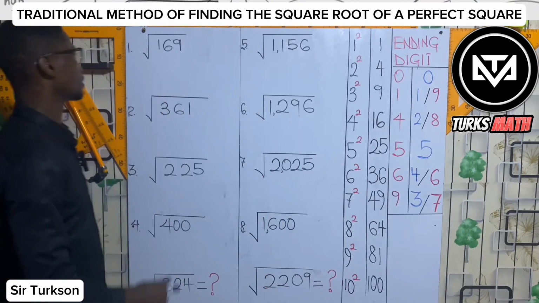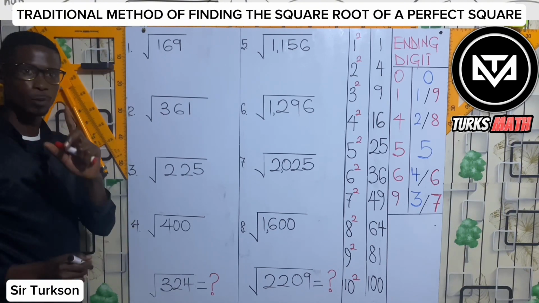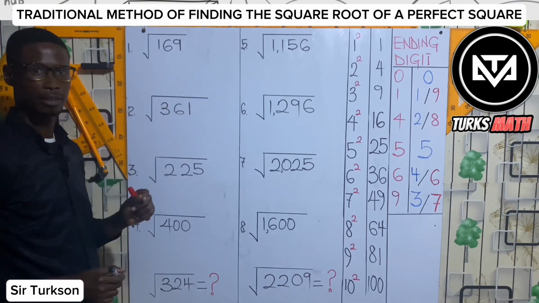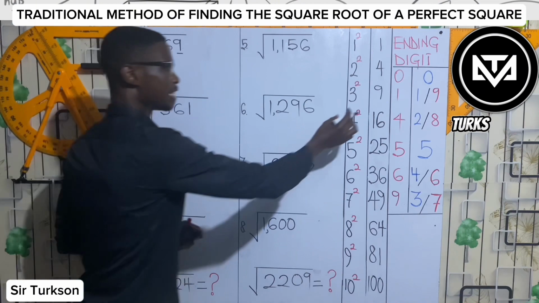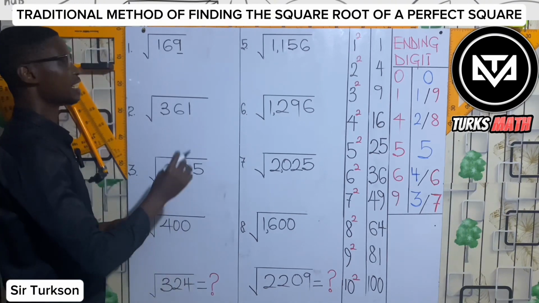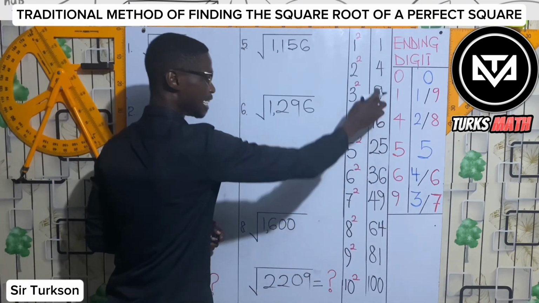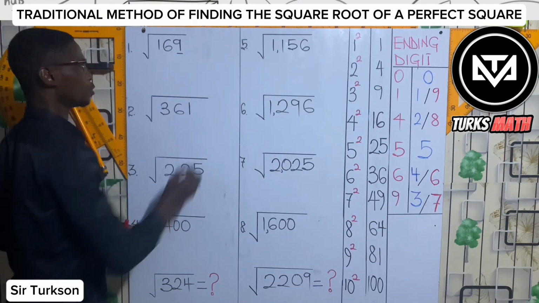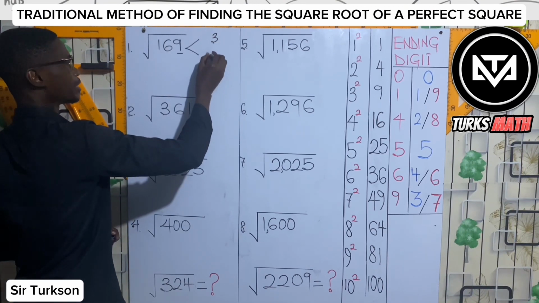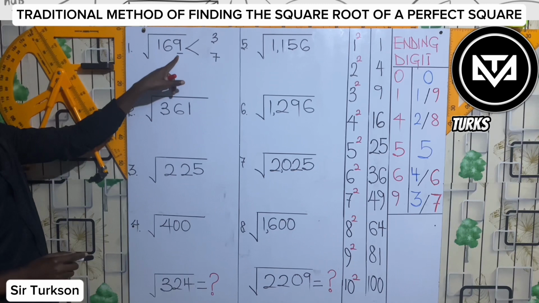Example 1. Square root of 169. Now, the first thing you're supposed to do is to determine the last digit. And now, what is the last digit here? It's 9. Now, what two numbers give us the last digit to be 9? That is 3 and 7. So 3 square will give us 9 and 7 square will give us 49. So here you have two values, that is 3 and 7.